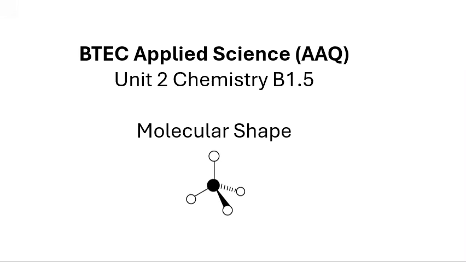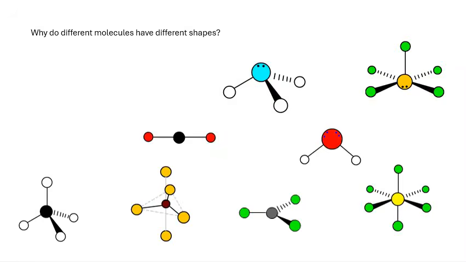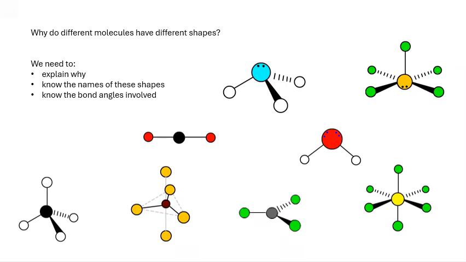Another chemistry video for BTEC Applied Science AAQ, and this is about molecular shape. So, lots of different molecules, and some of them have lots of interesting shapes. Look at these diagrams. Why do different molecules have different shapes? Well, hopefully by the end of this video, you're going to be able to explain why.